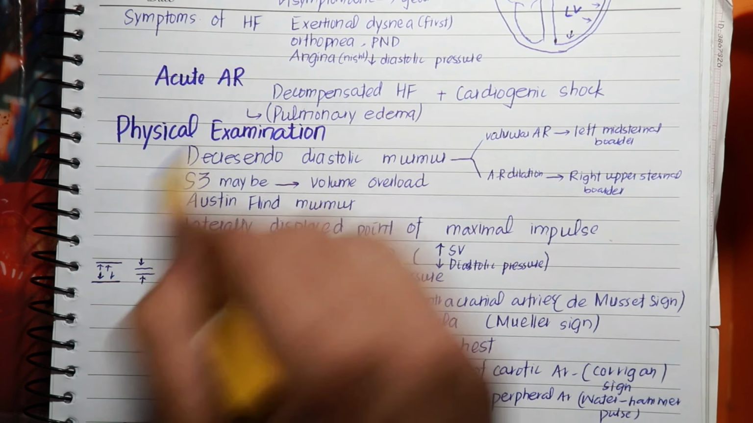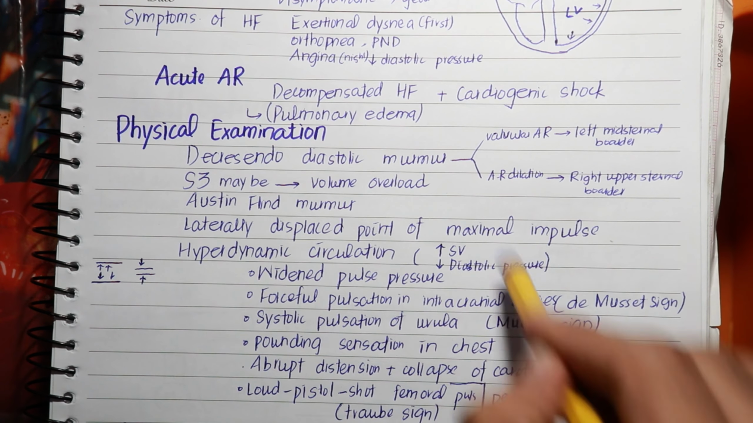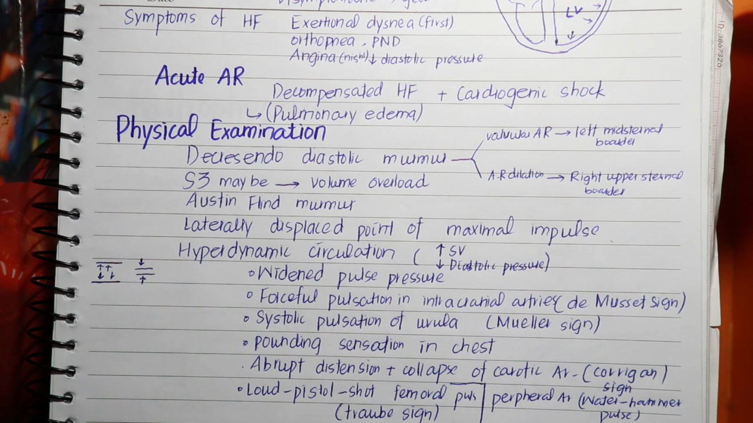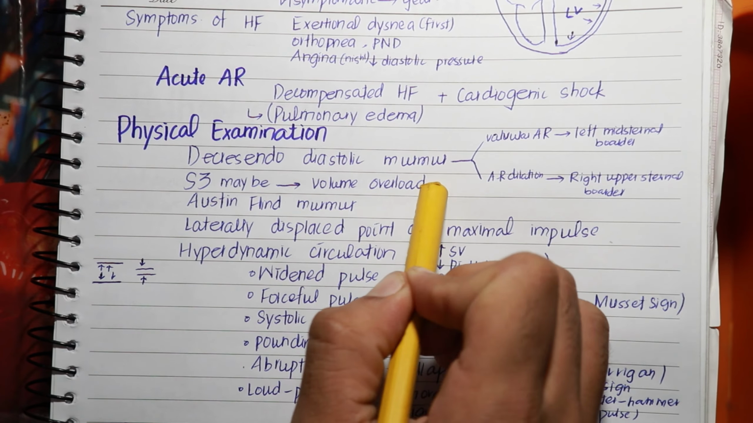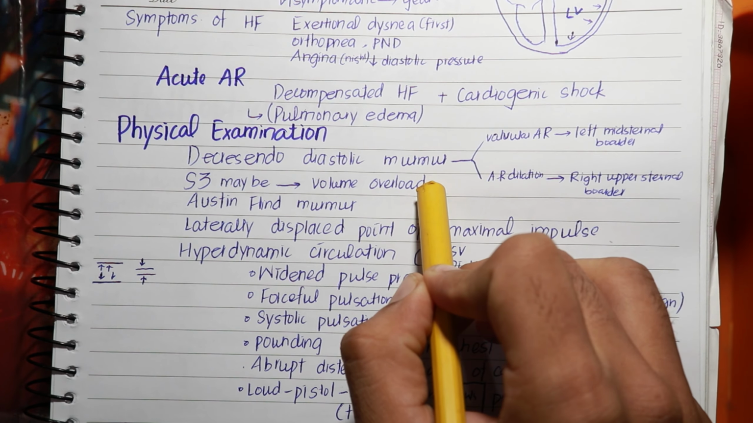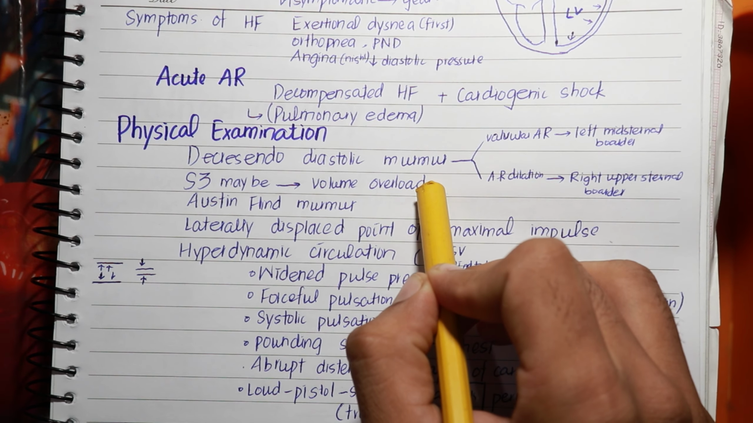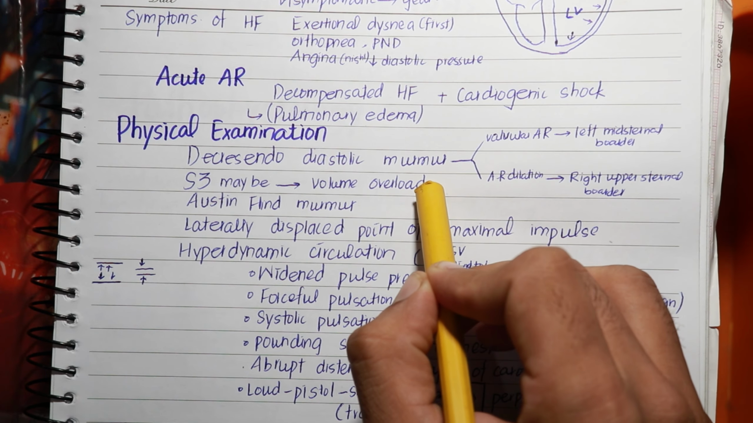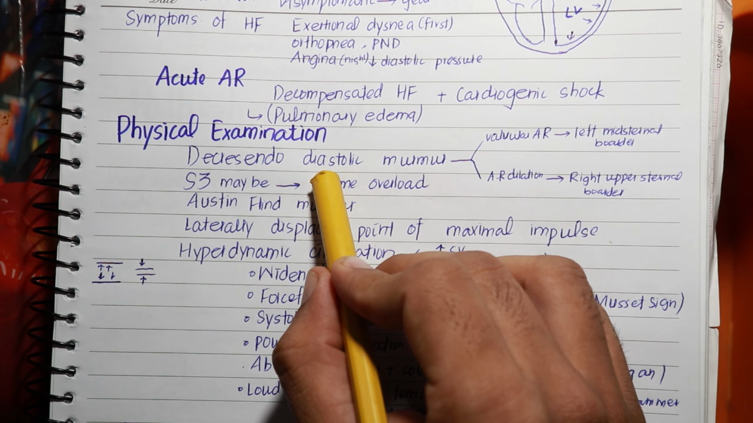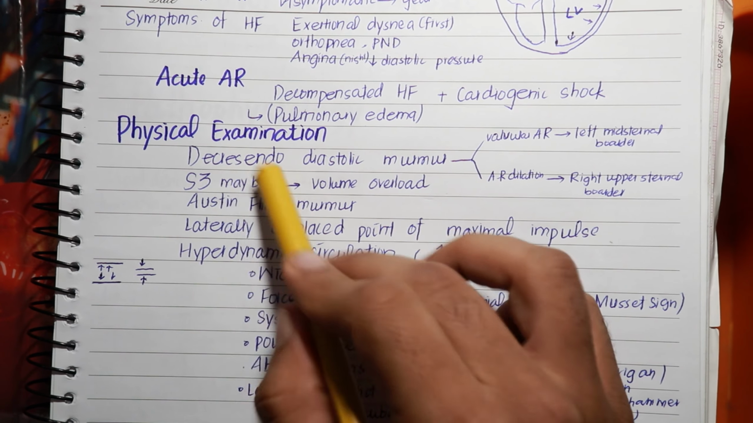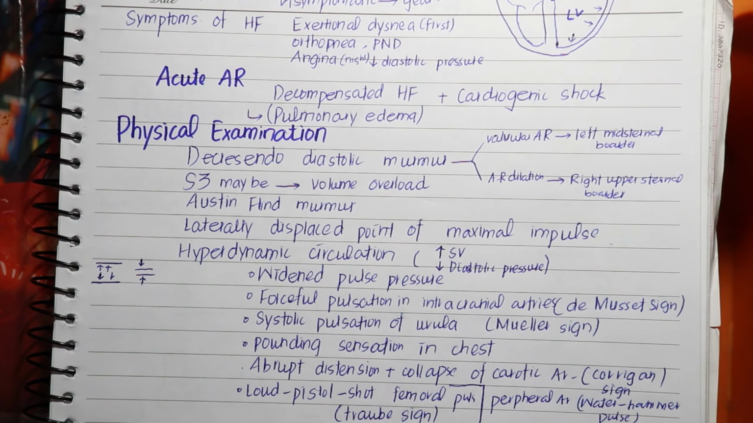In physical examination, it's a very important thing. The most important thing in aortic regurgitation is its physical examination. You will find a decrescendo diastolic murmur. Murmur means there is a sound when you put your stethoscope on and auscultate your chest. You will find a murmur, a sound, in diastole, not in systole. You will find it in diastole, and that is decrescendo. It is a specific sound.